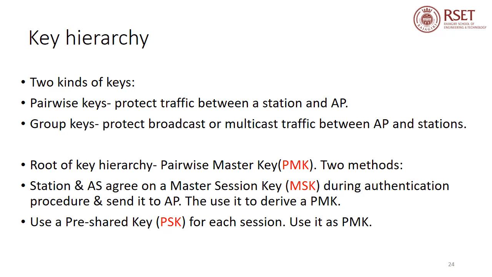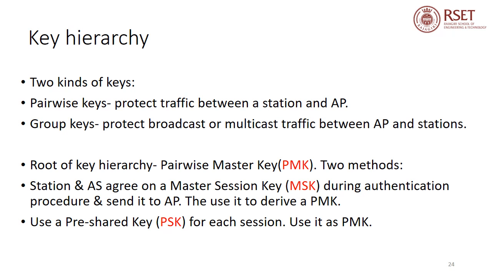Before discussing the key hierarchy, we need to see what are the different kinds of keys that are used in wireless systems. First one is called the pairwise key. They are used for protecting traffic that is flowing between a station and an access point. Second one is group keys. They are used for protecting traffic that is broadcast or multicast between an access point and multiple stations. So there are two kinds of keys: pairwise keys and group keys.